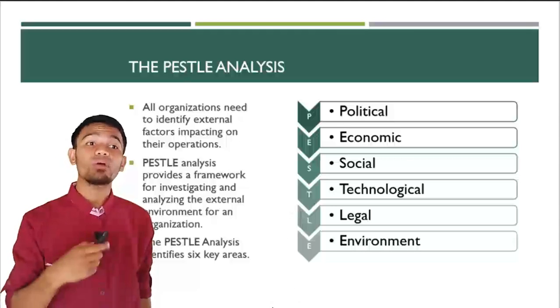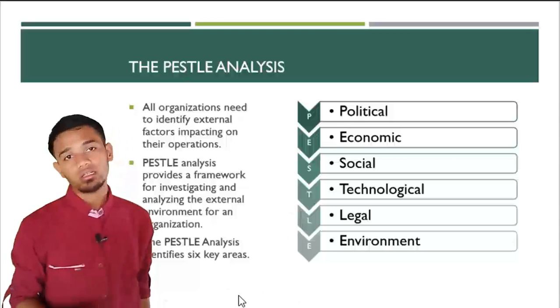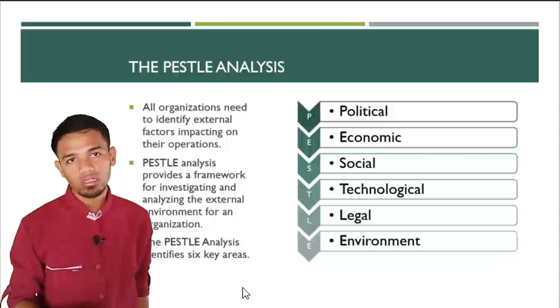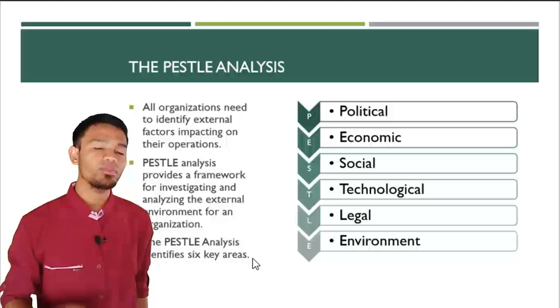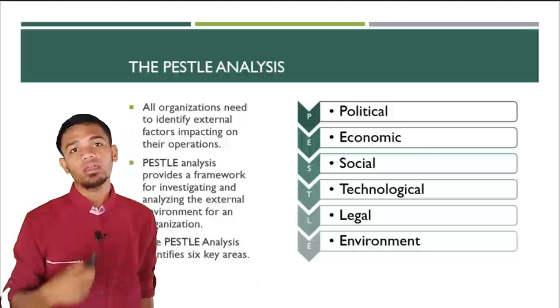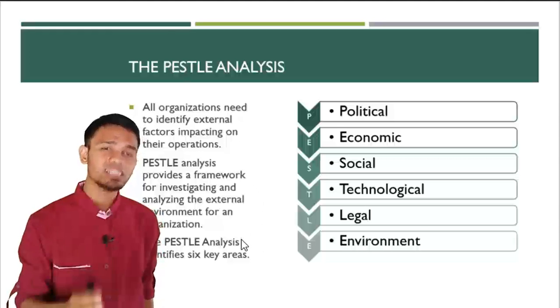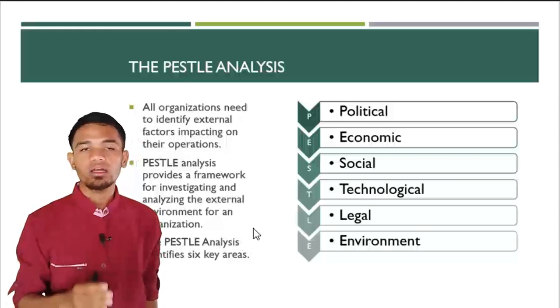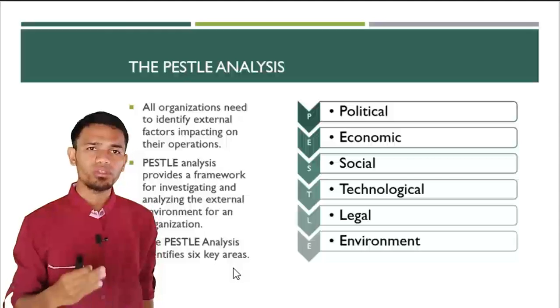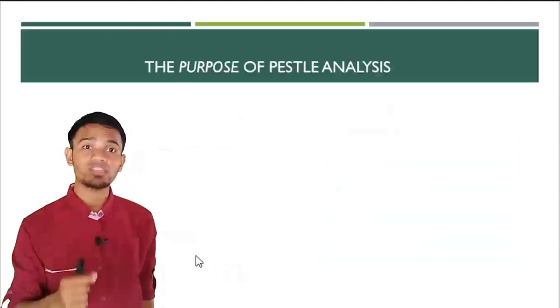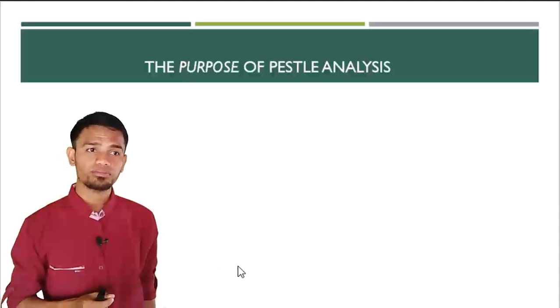The first one is political, the political condition, political environment, then economic condition, social condition, technological condition, legal condition, and environmental conditions. So we are going to analyze these 6 very important points that might impact our business or our marketing activity, by using this PESTLE analysis framework.